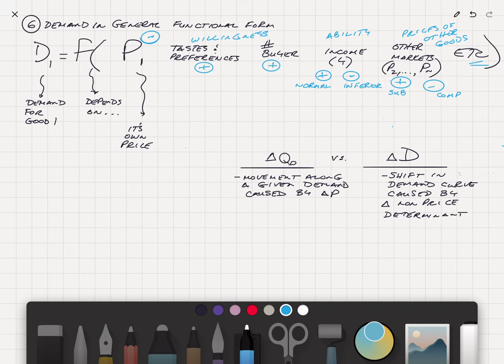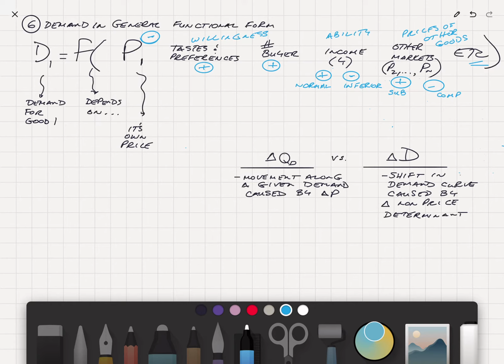Hey class, Alec here. Today we're going to go on to the second lecture regarding the demand curve. Remember we had six levels of analysis. We talked about demand as a concept, demand schedule, demand curve, law of demand, and market demand. But the sixth level of analysis, we're going to be looking at the demand curve in general functional form. You know I love my functional forms. Anyway, let's get started here.